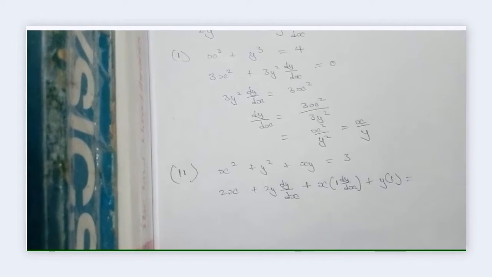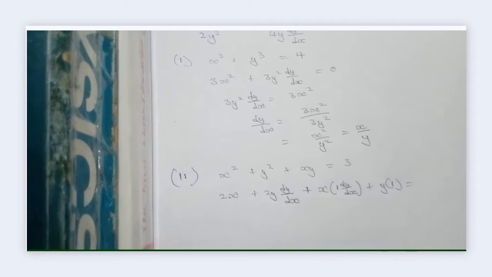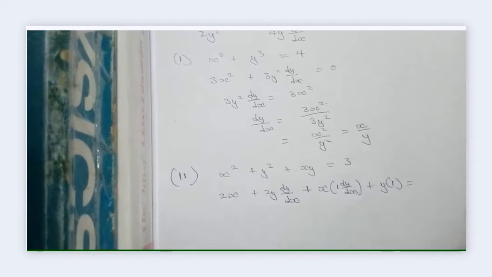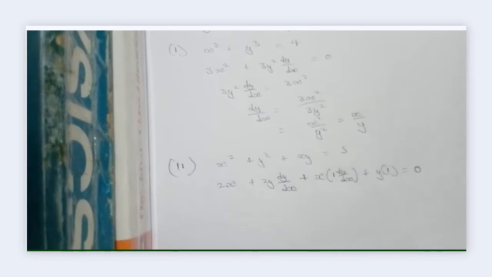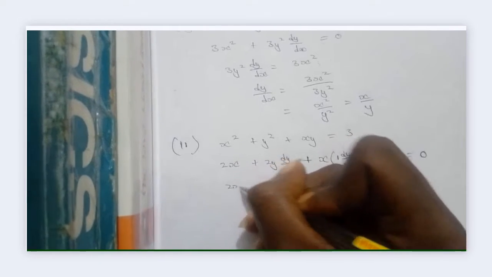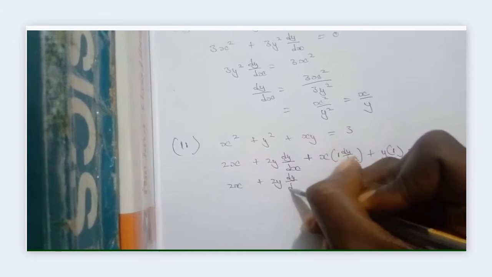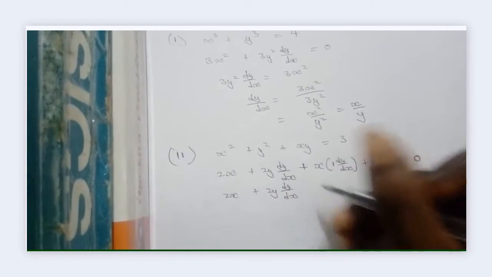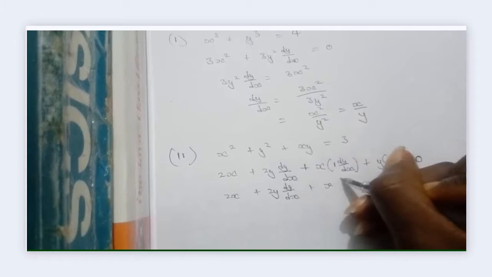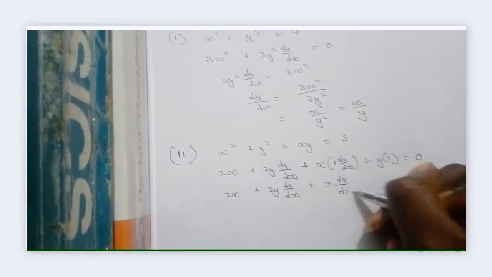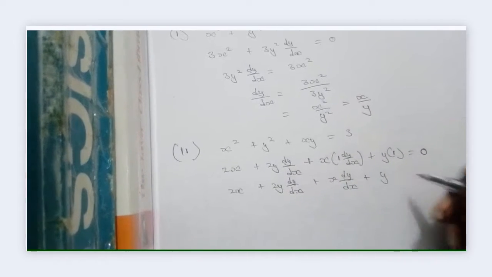For anything constant, the derivative is 0, so you all know that. So let's rewrite our equation: 2x plus 2y dy over dx, plus x dy over dx plus y, equals 0.